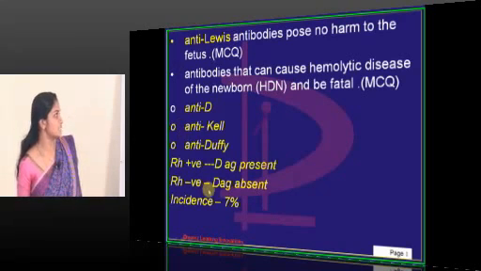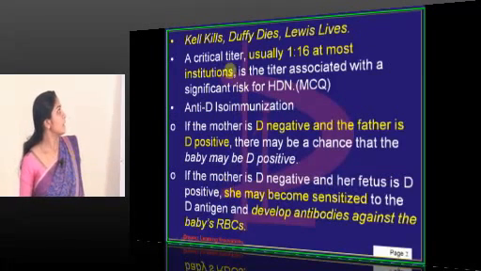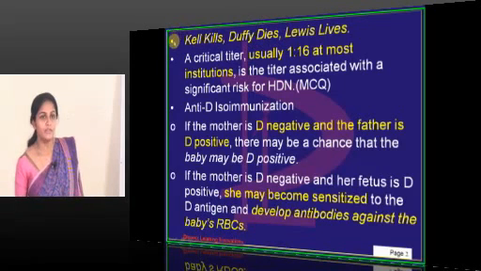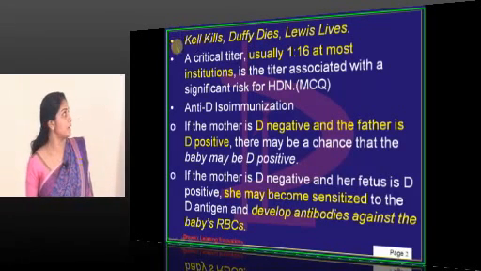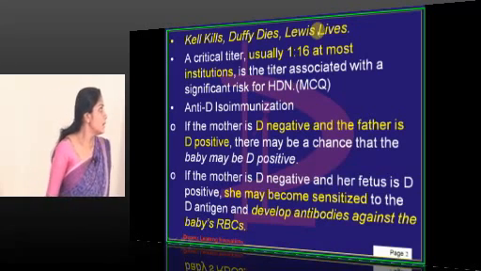We have discussed that Rh positive means D antigen is there, and Rh negative means D antigen is absent. Whatever the Kell or Duffy, both are going to kill the baby. If Kell antibodies are positive, even anti-Kell antibodies are going to kill. Whereas Lewis is the only antibody which, even though it is present, is not going to kill the baby.